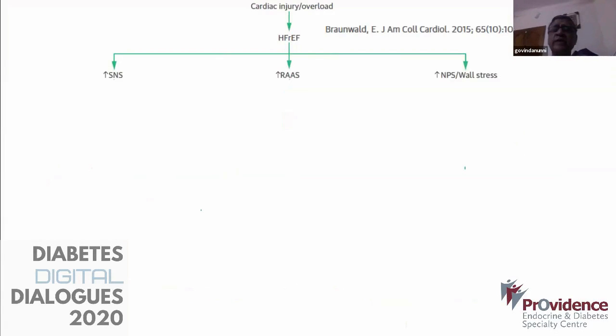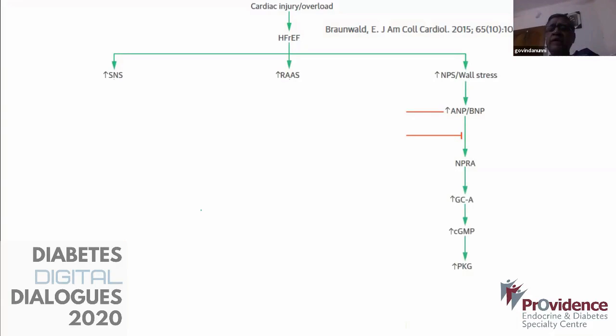So let us look at the natriuretic peptide system, because I'm sure there have been lots of discussions on the sympathetic nervous system and RAS system earlier. Well, when there is wall stress in the myocardium or even in the left atrium, the natriuretic peptide systems are stimulated, which leads to release of A-type as well as B-type natriuretic peptides, which in turn act on the natriuretic peptide receptor A, which stimulates guanylate cyclase A, increased production of cyclic GMP, increased production of protein kinase G, and the good effects of natriuresis, vasodilatation, and reduced fibrosis.